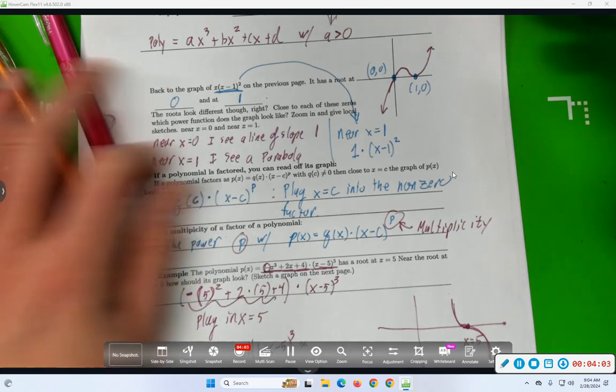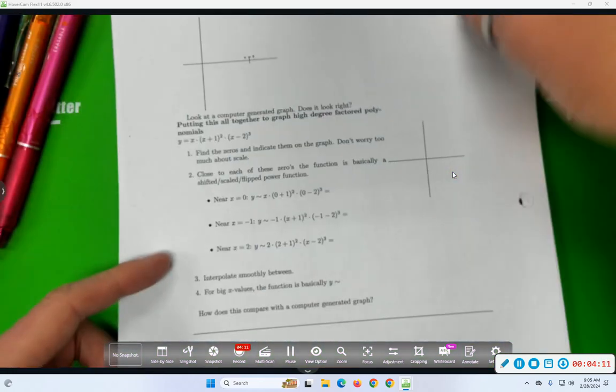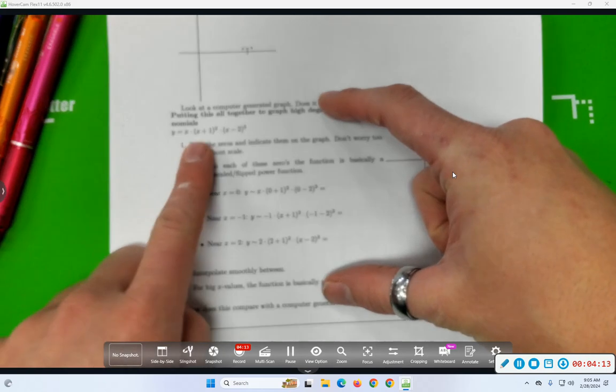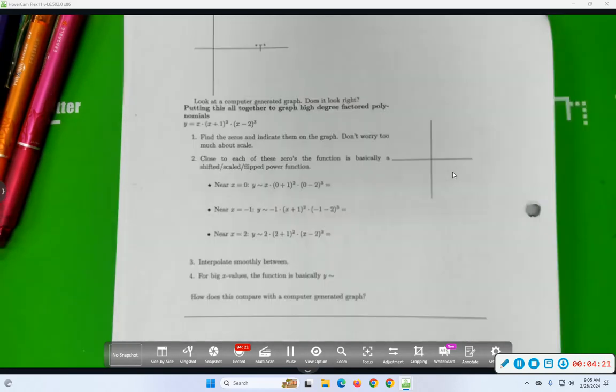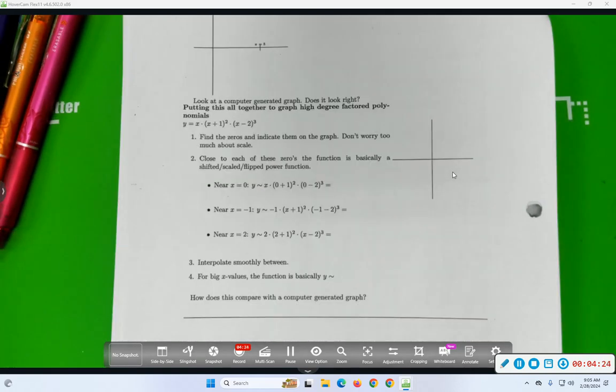So let's use this to do some graphing manually by hand, and then we'll check. So I think, let's walk this one. Here is a polynomial, x times x plus 1 squared times x minus 2 cubed. I'd like to generate a graph by hand. I would like to have all of the zeros, all the roots, all the x-intercepts, those are all the same ones, indicated on the graph. I'm not worried too much about scale. So, let's start with this.